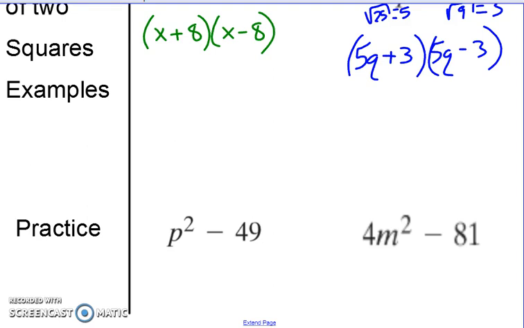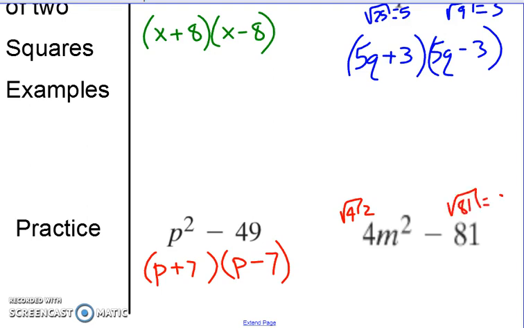All right, the factored form of p squared minus 49 would be p plus 7 and p minus 7. The 7 times the negative 7 gives us the negative 49. And here we'd have to split up the square root of 4 would be 2, and the square root of 81 would be 9. And so here we would go 2m and 2m, and here we would go plus 9 and we go minus 9 right there. That's how you would split those up.